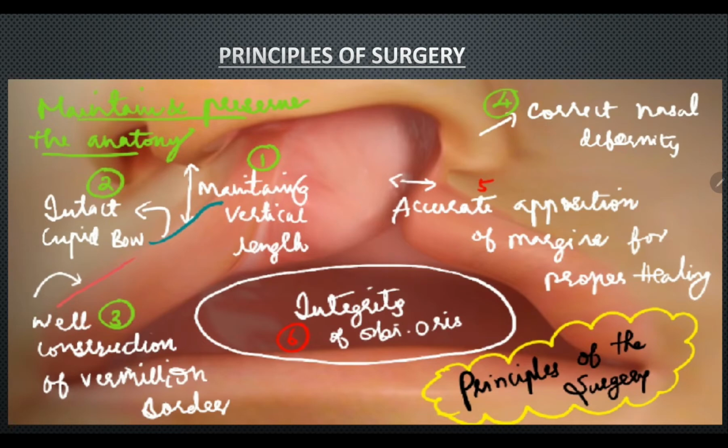Coming to principles of surgery, it is like again reconstructing the lip, cheiloplasty, to maintain the normal anatomy, that is, while constructing the vermilion border, keeping the cupid bow intact, maintaining the vertical length from the columella to the cupid bow, and then correcting the nasal deformity. And one important thing is accurate apposition of margin for proper healing, and integrity of orbicularis oris, because we know the orbicularis oris oblique part is attached to the nasal septum. Whenever there is cleft lip, there is also loss of integrity of the orbicularis oris, so our principle of treatment should be again to maintain the integrity of orbicularis oris. These are all the principles of surgery aimed in the cleft lip.